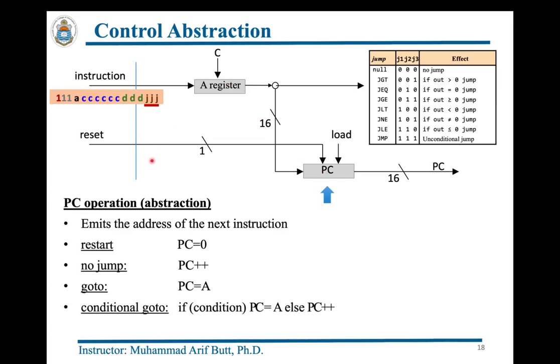And finally, we have a conditional go-to, in which case the CPU will perform any of the 6 comparison operations shown over here in this table, and if that condition is true, the contents of the A register will be placed inside the program counter, and otherwise the program counter is just incremented by 1. Well, dear students, this is how the program counter works in almost all computers. So what is left now is how we can make this happen.